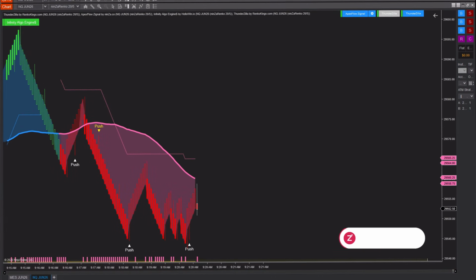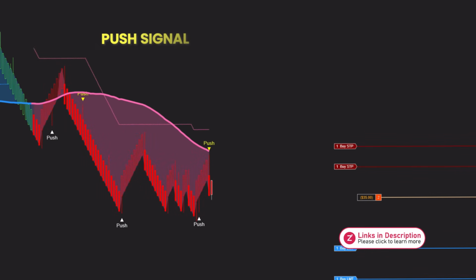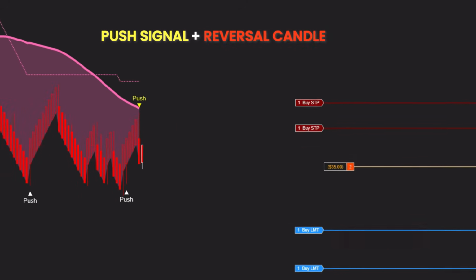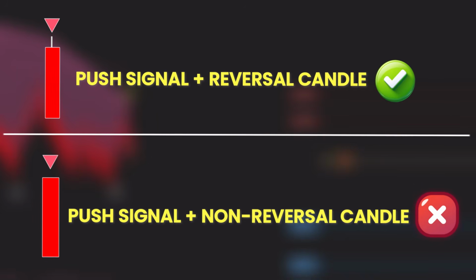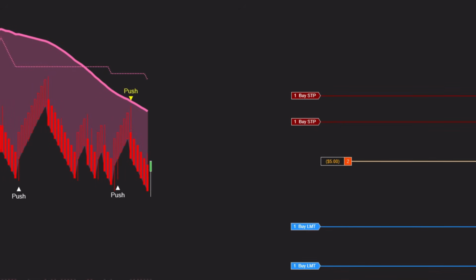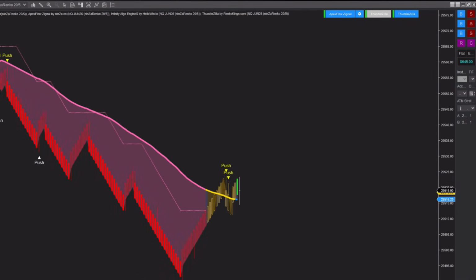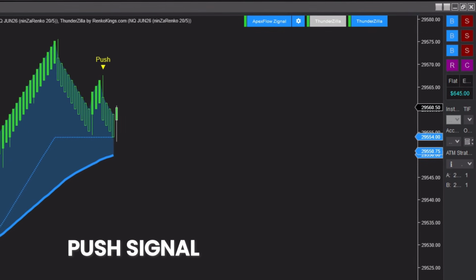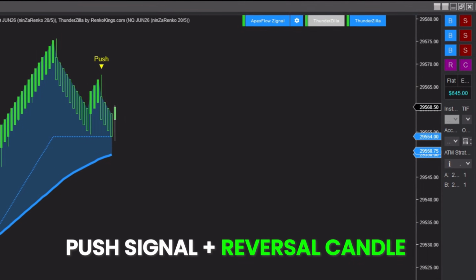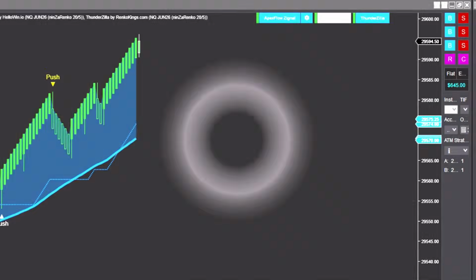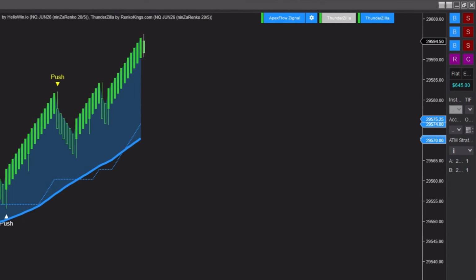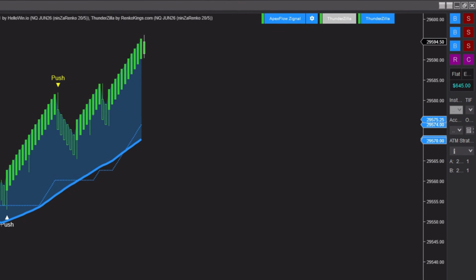You'll notice that many push signals appear on the chart, but not every signal should be traded. With this checklist, we only enter trades when the push signal appears on a reversal candle. A bearish push on a red reversal candle triggers a sell trade, while a bullish push on a green reversal candle triggers a buy trade. If the push signal appears on other candles, we usually skip the trade to avoid chasing tops or selling bottoms.